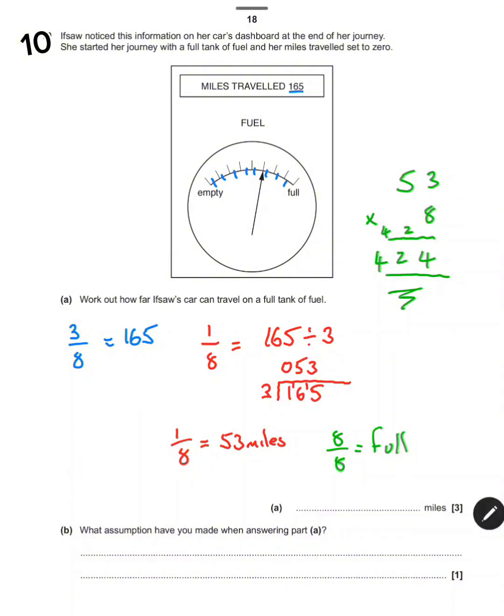Part B says, what assumptions have you made when answering part A? And the big assumption here is that the car uses the same petrol all the time. So if this car is full of petrol, it'll use the same amount as it's travelling as it would when it's empty, and that's just not true. Same, if this car was going fast, it would use a lot more petrol than if it was going slow.